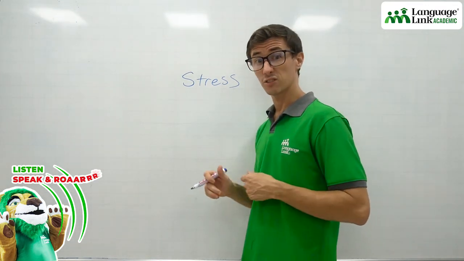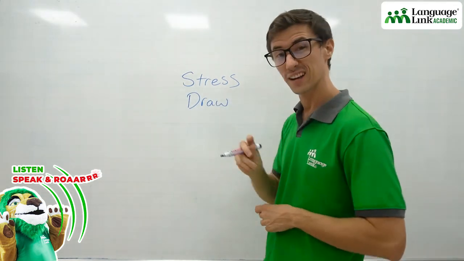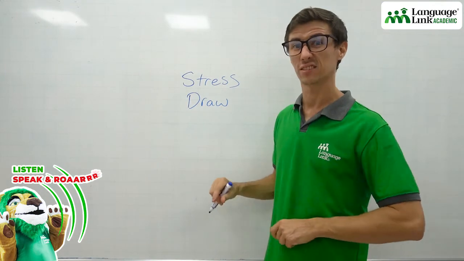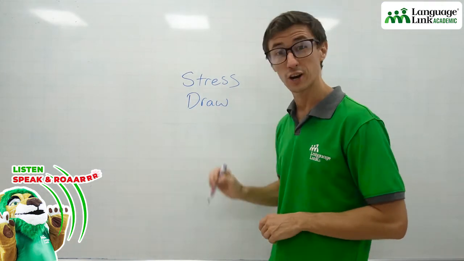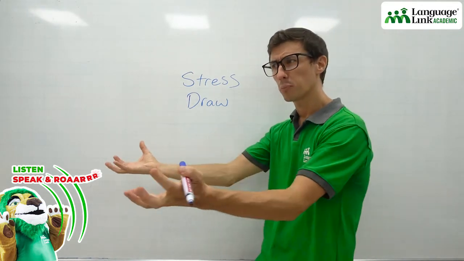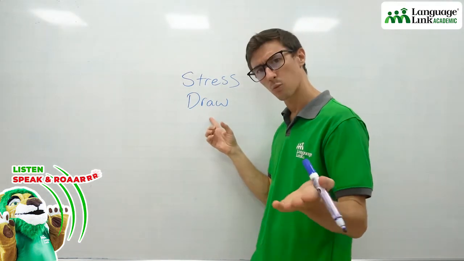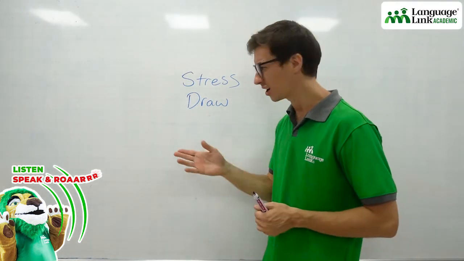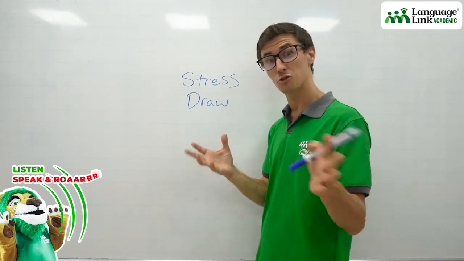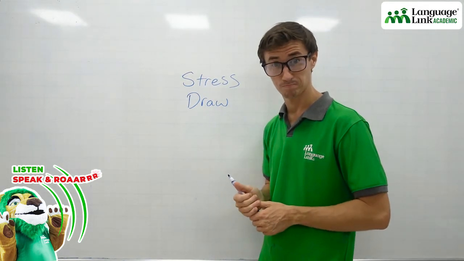The next one we can use is draw. For example, I would like to draw your attention to the latest figures. Doesn't mean we're going to draw a picture of the latest figures. Draw can also mean pull the attention in from all of our audience to this thing we are talking about. I would like to draw your attention to these verbs on the board. There we go. We drew the attention, we used some hand movements, and we changed our facial expression.